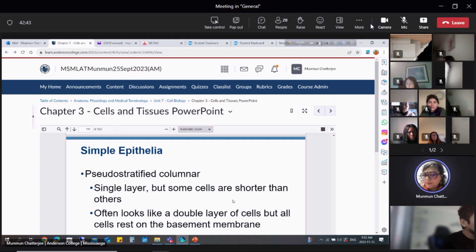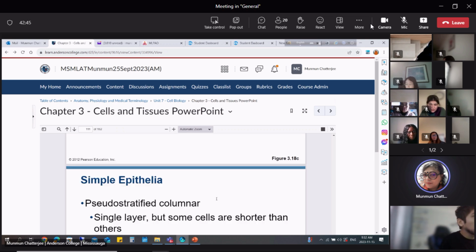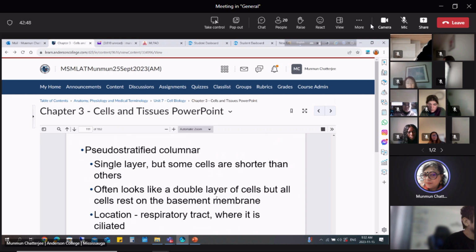The simple epithelial, the columnar cells, but one type is called the pseudo-stratified columnar. What is pseudo-stratified? Pseudo means false. It's single layer, but some cells are shorter than others. Sometimes it looks like a double layer. When they are forming a tissue, some cells are really tall, some cells are not. So it gives an impression that it may not be monolayer or single layer. It may be multi-layer or double layer. That's why it's called the pseudo-stratified columnar cells.